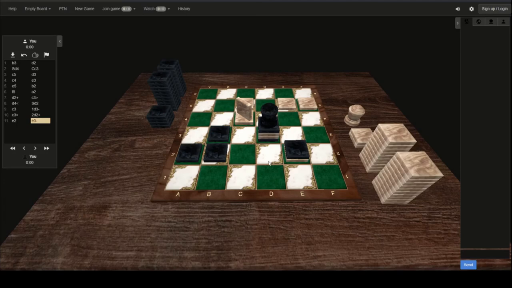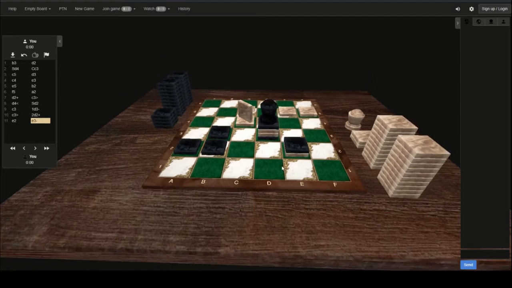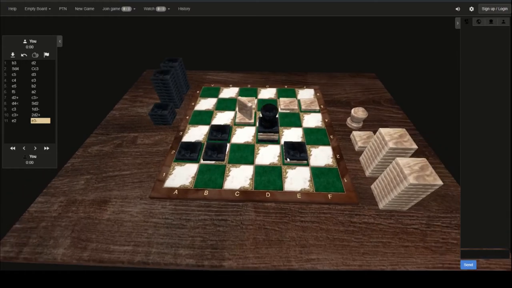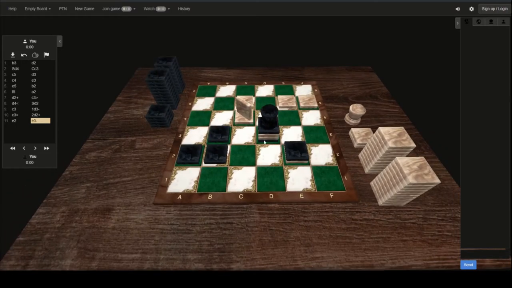Captives, or prisoners, are pieces not of the same color as the top stone in a stack. For example, there is one white captive in this stack. There are two white captives in this stack. That's because black controls each of these stacks and white stones are below them.